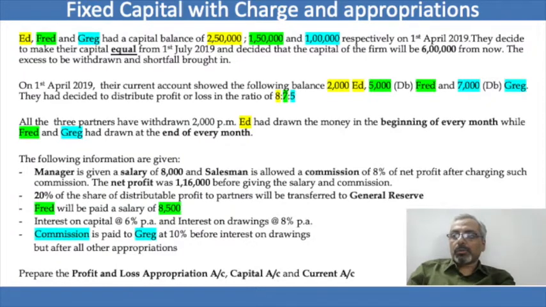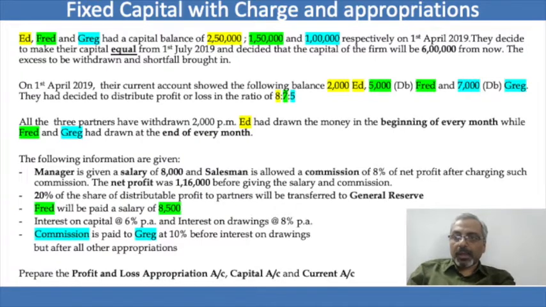They distribute the profits in the ratio of 8:7:5. That means the profit sharing ratio is 8:7:5. All the three partners have withdrawn 2,000 per month. So it has been said very clearly that the partners have withdrawn 2,000 per month. Ed has withdrawn the money in the beginning of every month, while Fred and Greg have withdrawn at the end of the month. The following information is given.